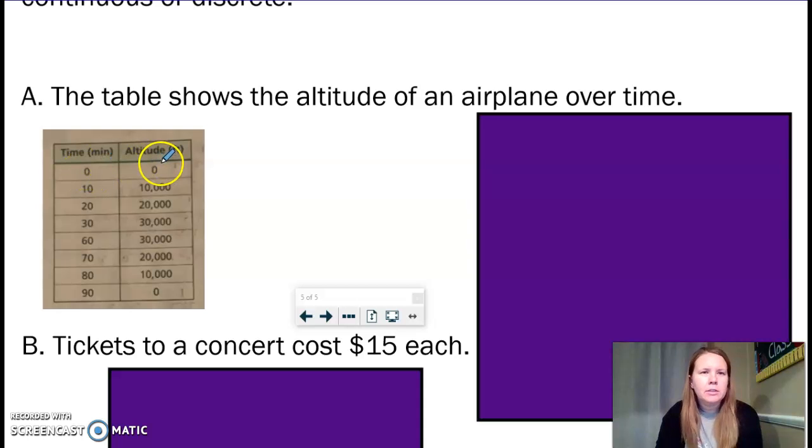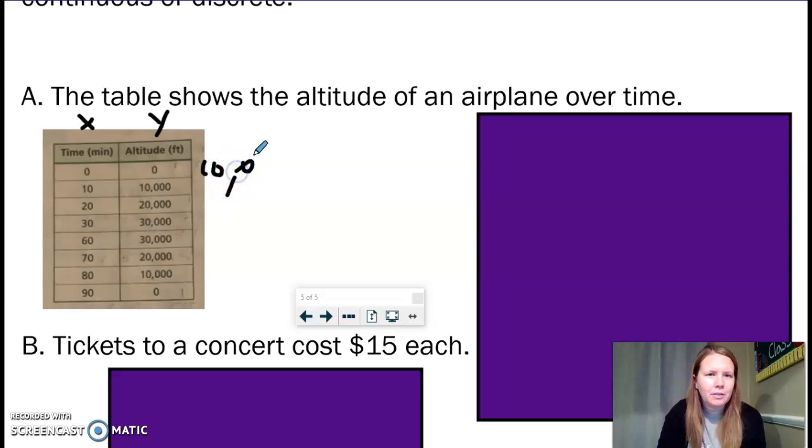I have 0, 0, 10, 10,000. So this is a lot like the tables we were setting up for X and Y. So the time is my X value. My altitude is my Y value. So then if I were to make these coordinate points, for instance, the first one you'd have 0, 0. And this is kind of hard to draw with just the mouse. Okay, but what if I wanted to connect these ones? Okay, this one would be 80, 10,000.